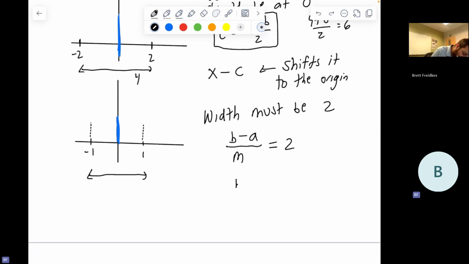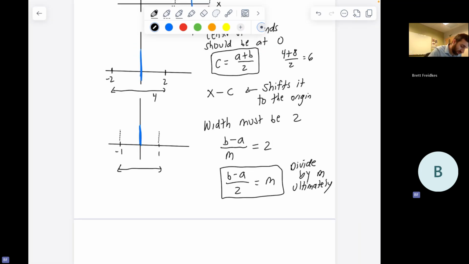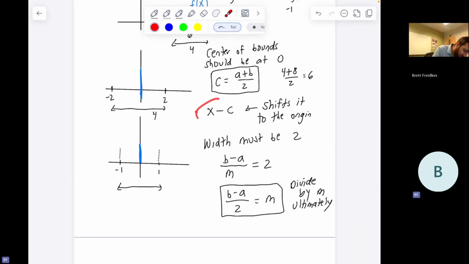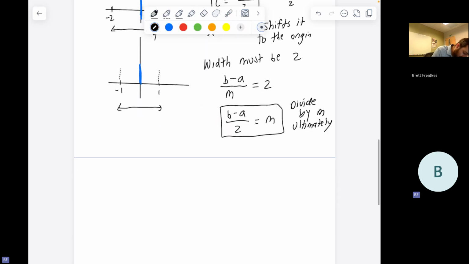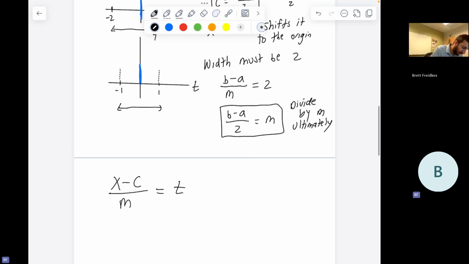If I solve for M, I see that I can just say that this value here will just be the width divided by 2. And this is what we need to divide by. We need to divide by M ultimately in order to get the width to be 2. So far we have shifted them. Now what I would like to do is divide that by M. And this will ultimately give me my correct t-axis, which is going to be between -1 and 1.